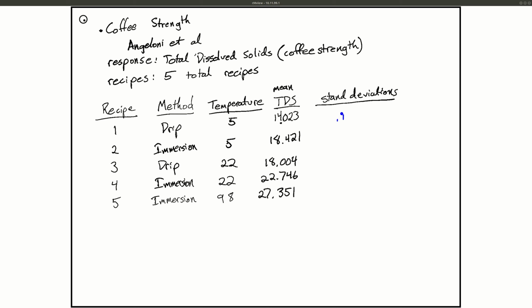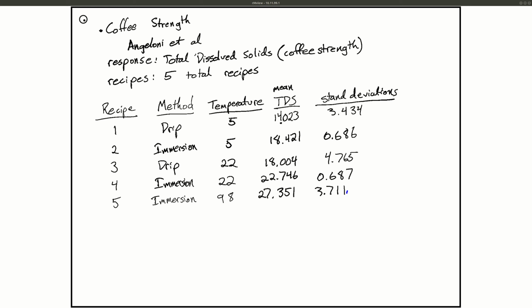For recipe 1, the sample standard deviation was 3.434. For recipe 2, it was 0.686. For recipe 3, it was 4.765. Recipe 4, 0.687. Recipe 5, 3.711.